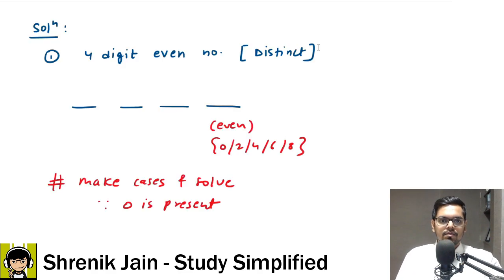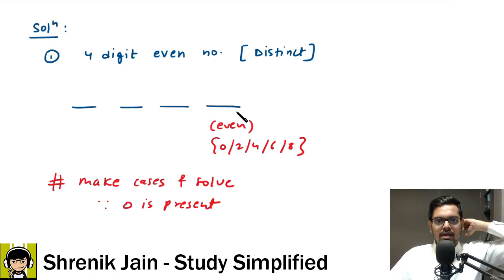First point, given data: we have to write 4-digit even numbers, distinct is the possibility. Now since 4-digit numbers are there, what are the single digits we have? From 0 to 9 we have 10 such digits, but we cannot place randomly and say 10 into 9 into 8 into 7, and that's how the final answer comes out. That is not correct. We have constraints, and as per the constraints we have to do the filling.